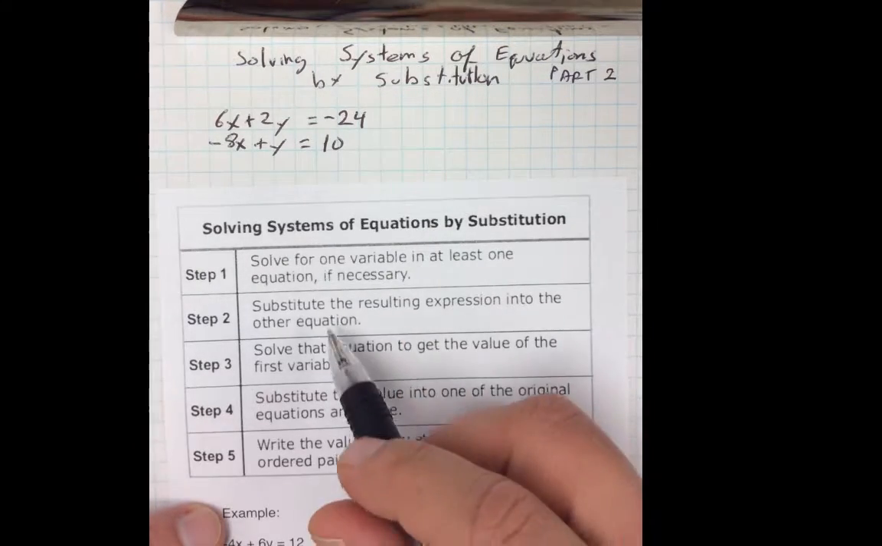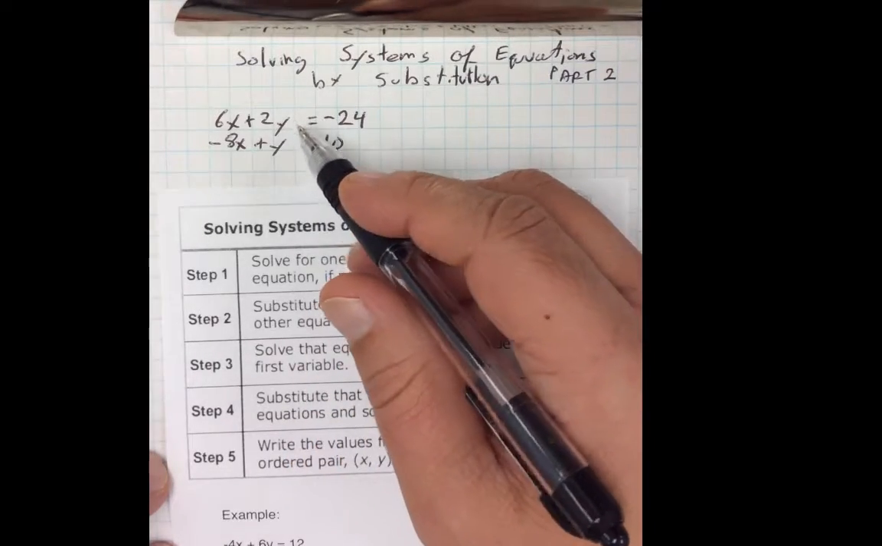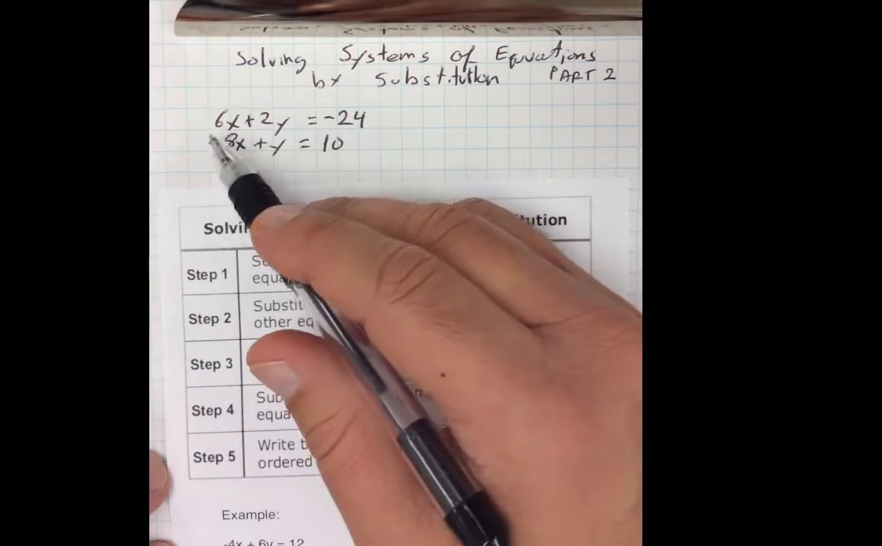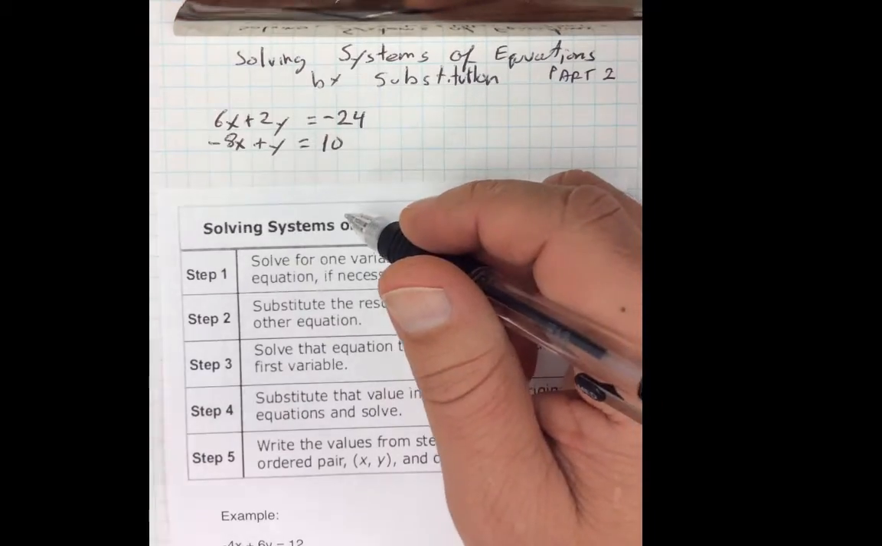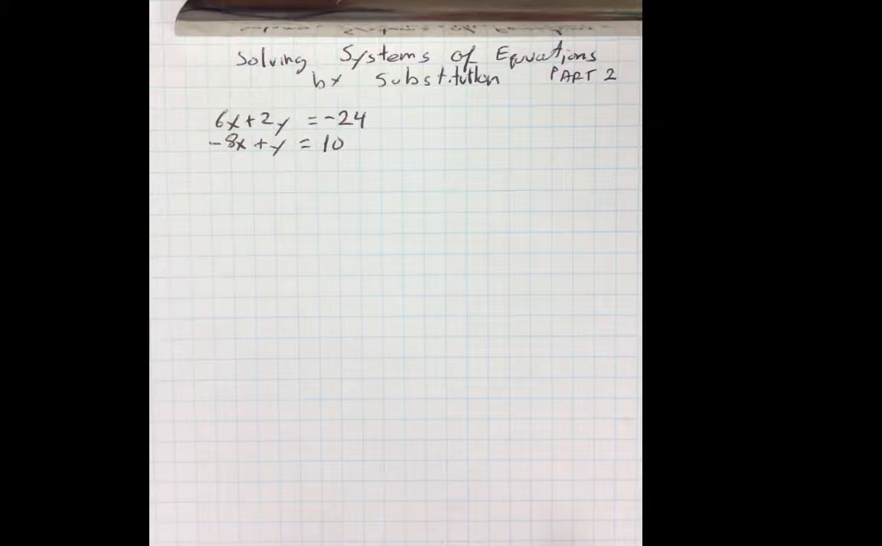But in this one, neither of these equations is solved for y or x. They both have variables on the left and some numbers on the right, but there's no solution for either one. So we're going to have to do that step. Let's go ahead and get started.